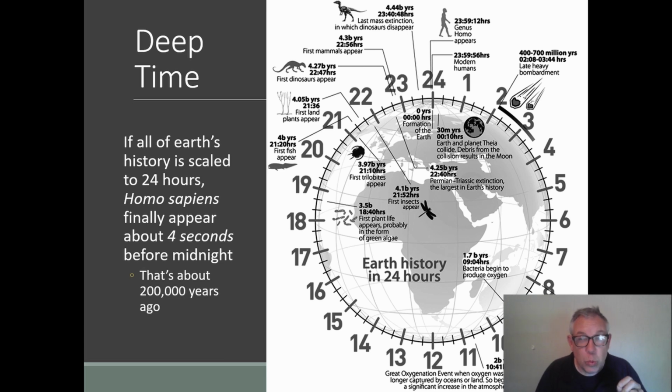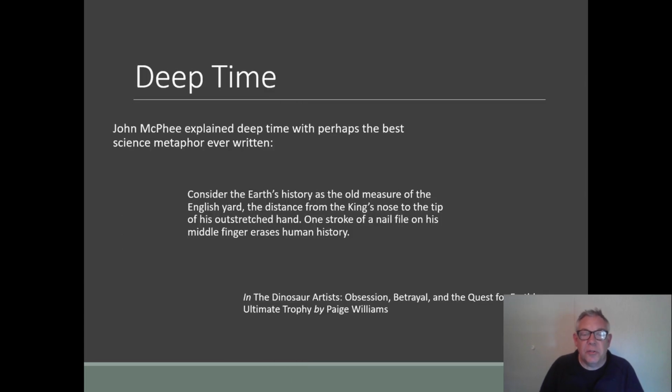And that's really interesting. And so I'll just leave you with this, which I got from a book, one of the best metaphors for this idea. Consider the Earth's history as the old measure of the English yard, which was the distance from the king's nose to the tip of his outstretched hand. If you think about that distance, one stroke of a nail file on his middle finger erases our human history if we scale Earth's history to that length. And so that's really interesting.